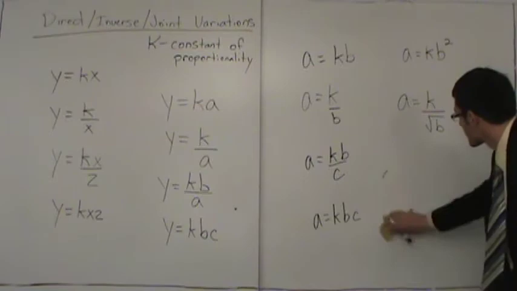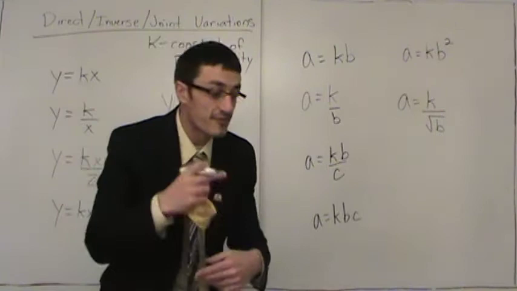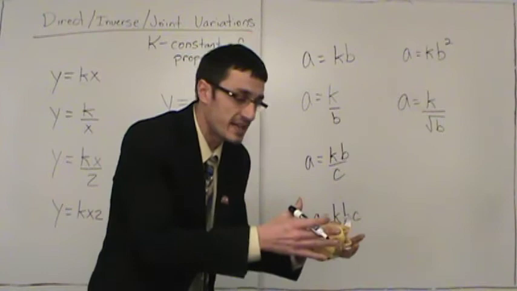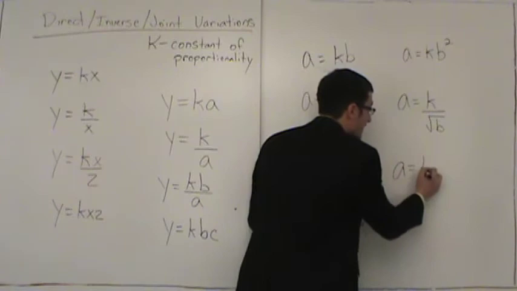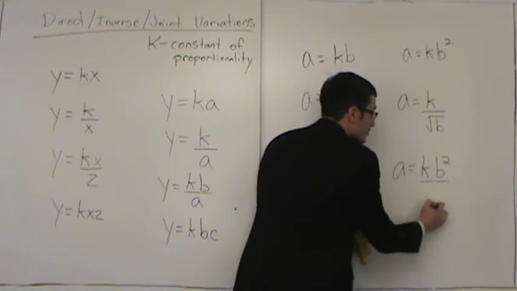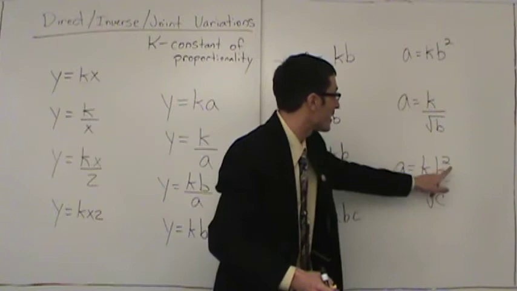Okay, now, I want you guys to write a varies directly with the square of b and inversely with the square root of c. A varies directly with the square of b and inversely with the square root of c. A varies is a equals k. A varies directly with the square of b and inversely with the square root of c. Okay, so hopefully you guys can see the difference between square of and square root.